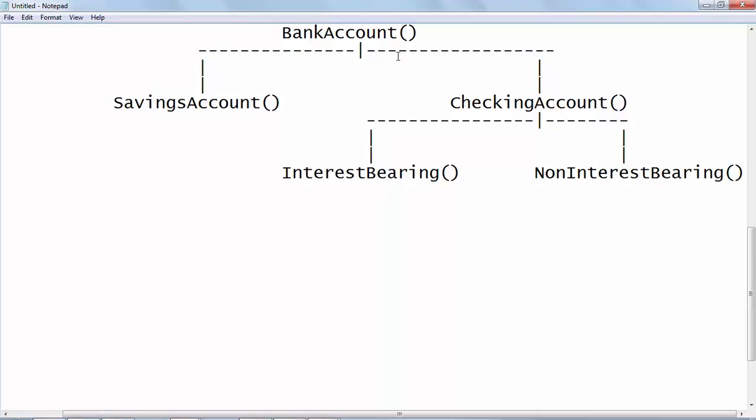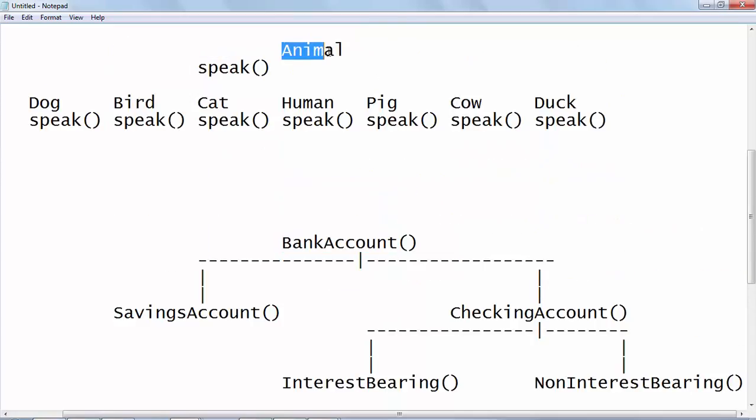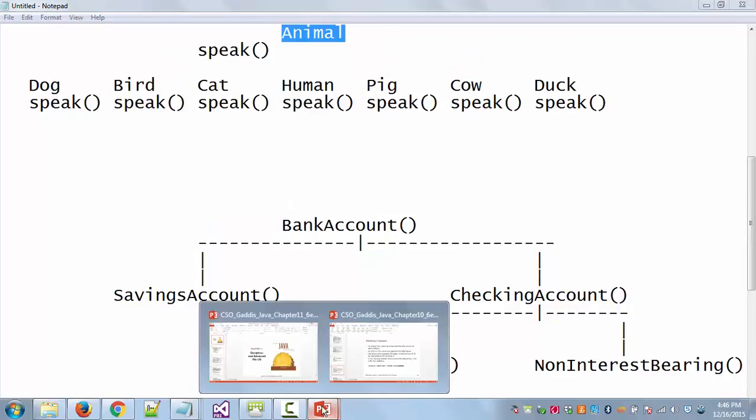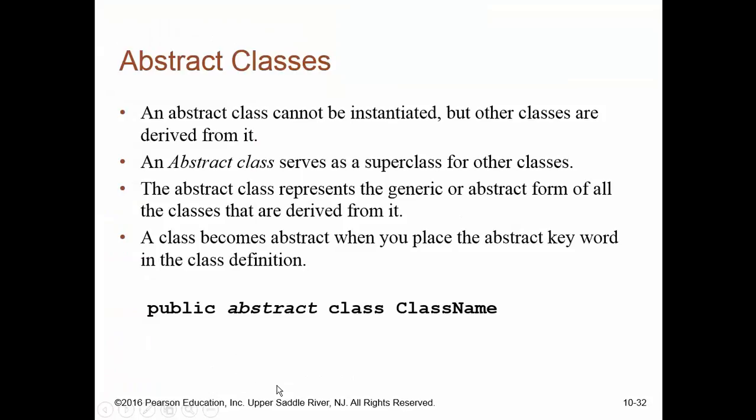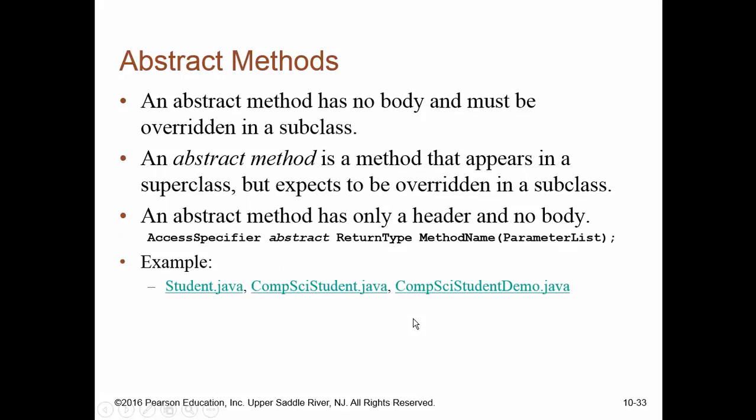So why am I telling you this? Because bank account here, like animal up here, since those are classes that will never be instantiated, those are what are known as abstract classes. There is never any thought given to instantiate those. Rather, those classes are created so that subclasses or child classes can be derived from that class. So as it says, an abstract class serves as a superclass for other classes. It's a generic or abstract form, okay? So you say public, then the word abstract, then the word class, followed by the name of your class.